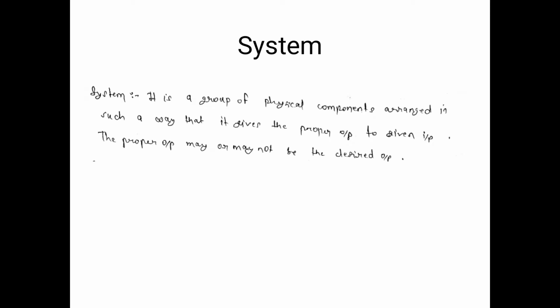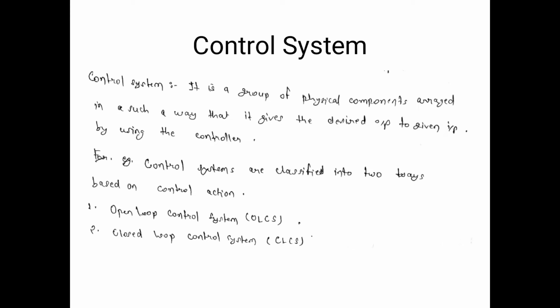So what is system? It is a group of physical components arranged in such a way that it gives the proper output to any given input. So if you are providing any input to any object and if you get the output, that object is called system. And that proper output need not be the desired output. If that proper output is the desired output, then that system is called control system.